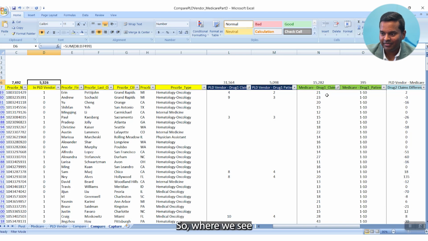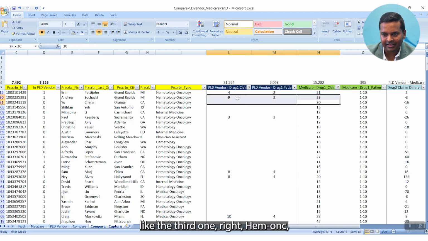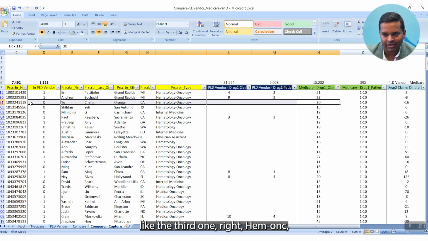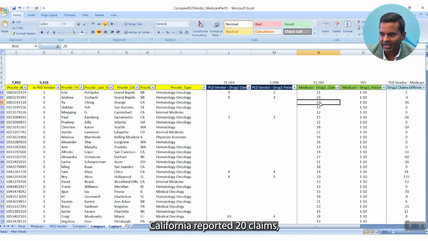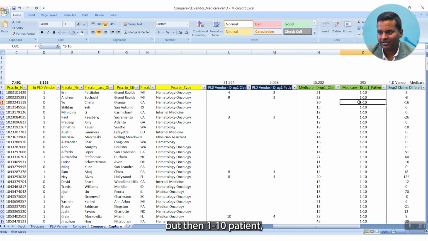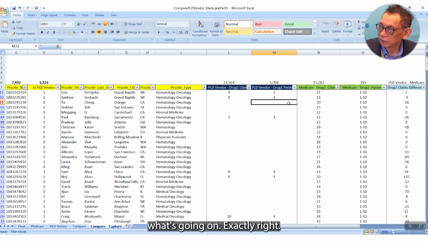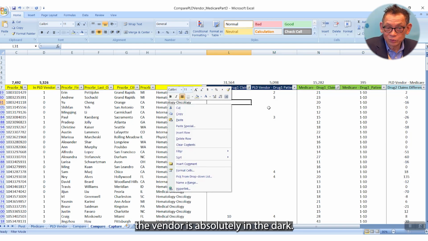So where we see the third one, Himonk Yu Sheng from Orange, California, Medicare reports 20 claims, but 1 to 10 patients. But then the vendor has no idea what's going on. Exactly. And all those blanks mean the vendor is absolutely in the dark. So it would be perfect to merge.